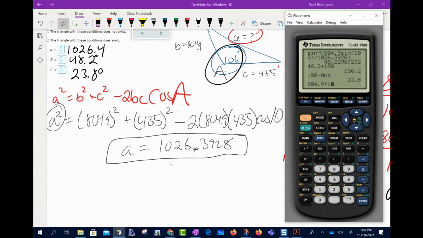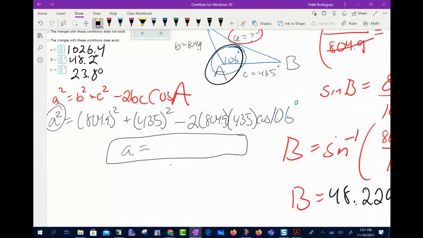804.9 squared plus 435 squared minus 2 times, let me do parentheses, 804.9. Yeah, so I'm guilty of this too, y'all. I write messy and I look at the wrong number. Cosine of 106, not 108. And then second, square root of my answer. So I'm coming up with 1014.9422.